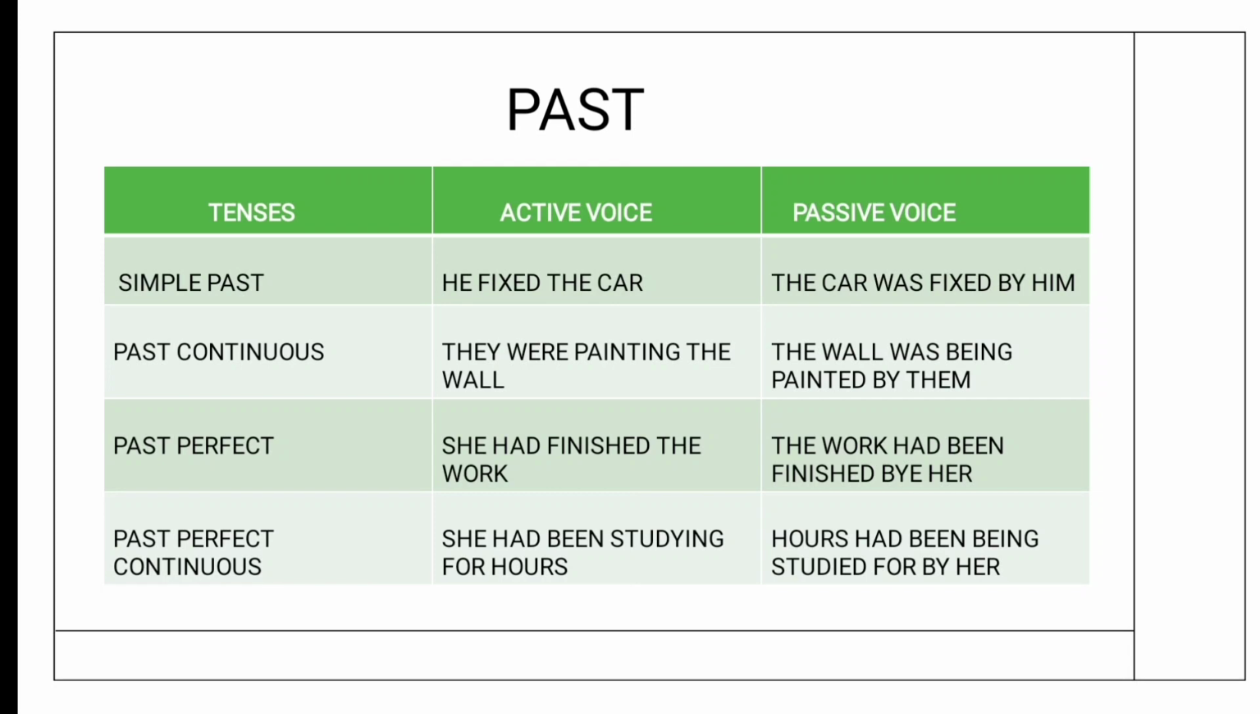He fixed the car. That is a direct active sentence. The passive is: the car was fixed by him. Next, past continuous. They were painting the wall. Subject plus was or were plus V1 plus ing form plus object. This is the active voice formula of past continuous tense.